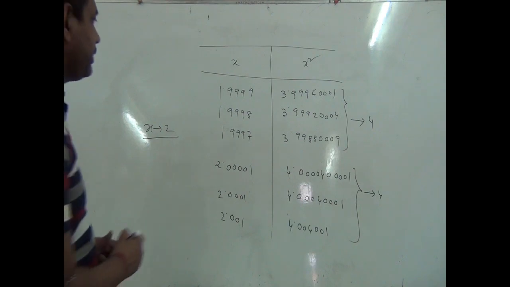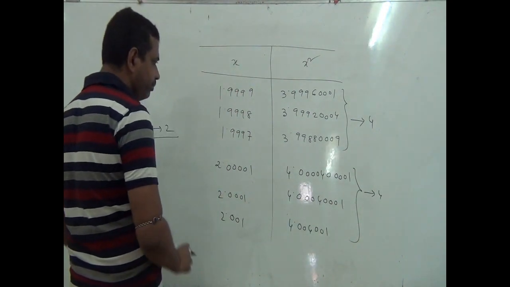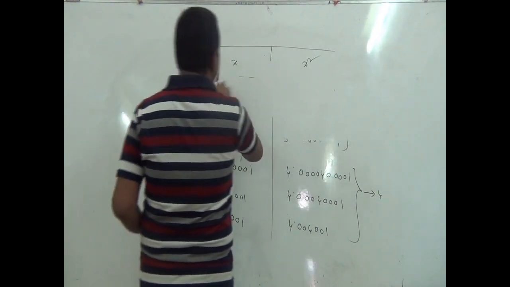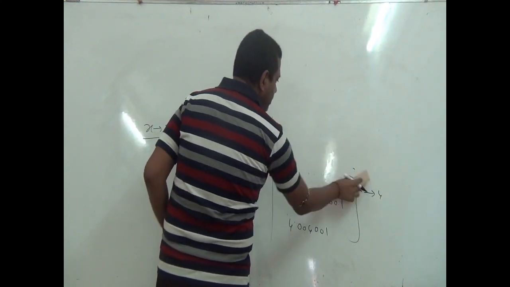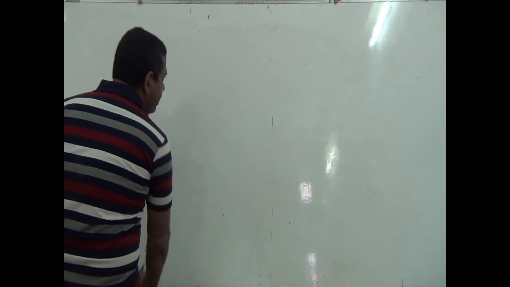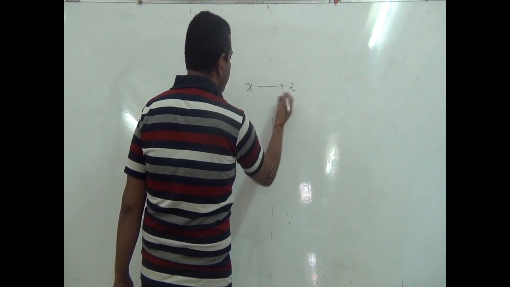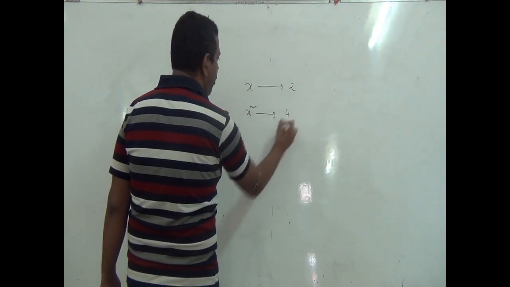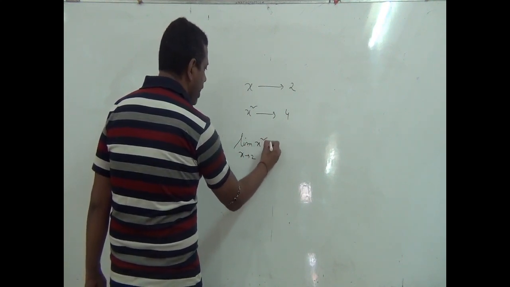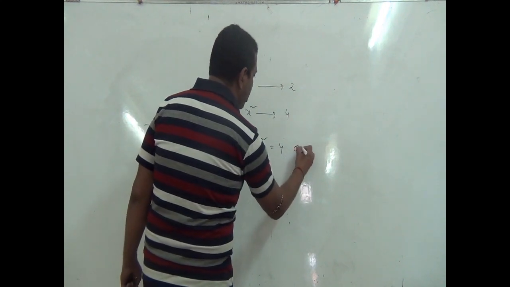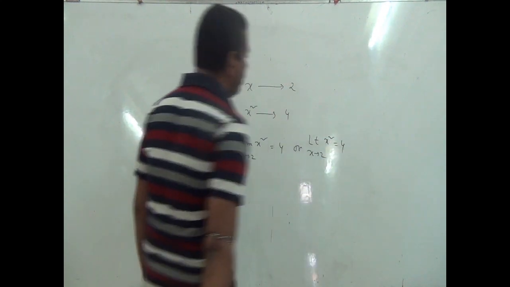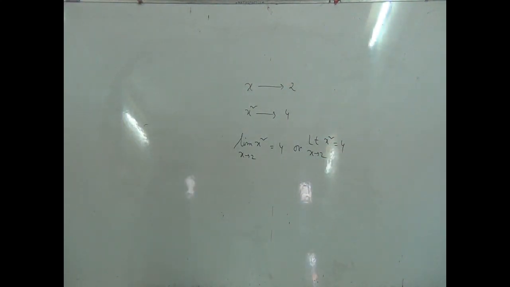So our answer is, from the table we find when x tends to 2, then x square tends to 4. Then we can write limit x tends to 2, x square equal to 4, or LT x tends to 2, x square equal to 4. This is the concept of limit.